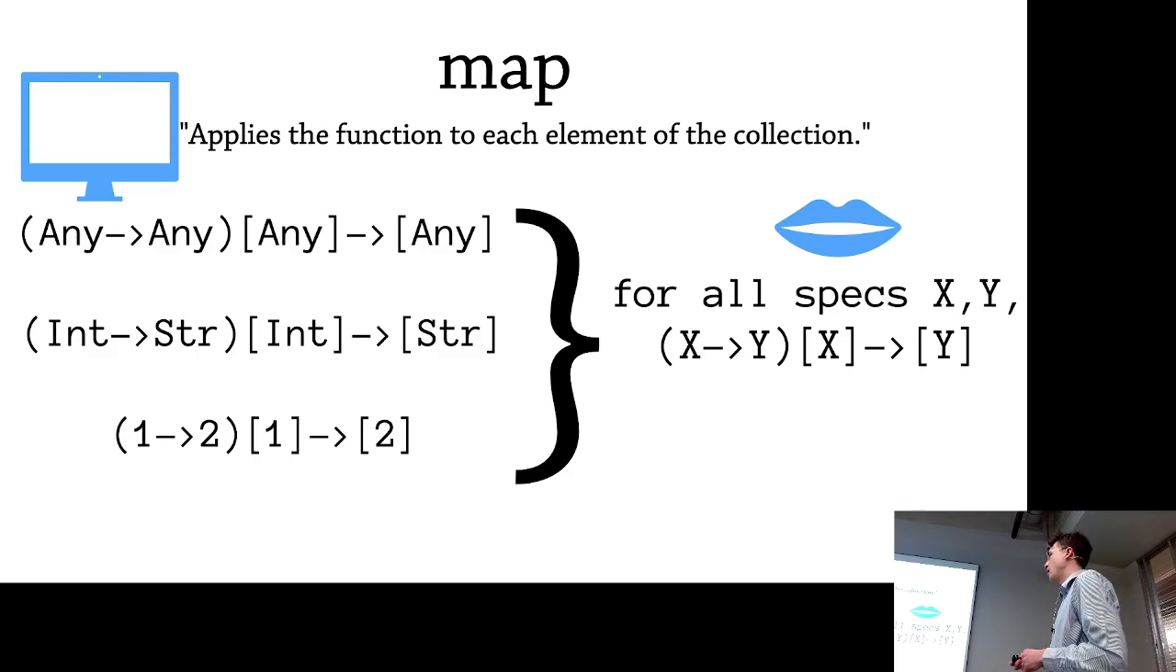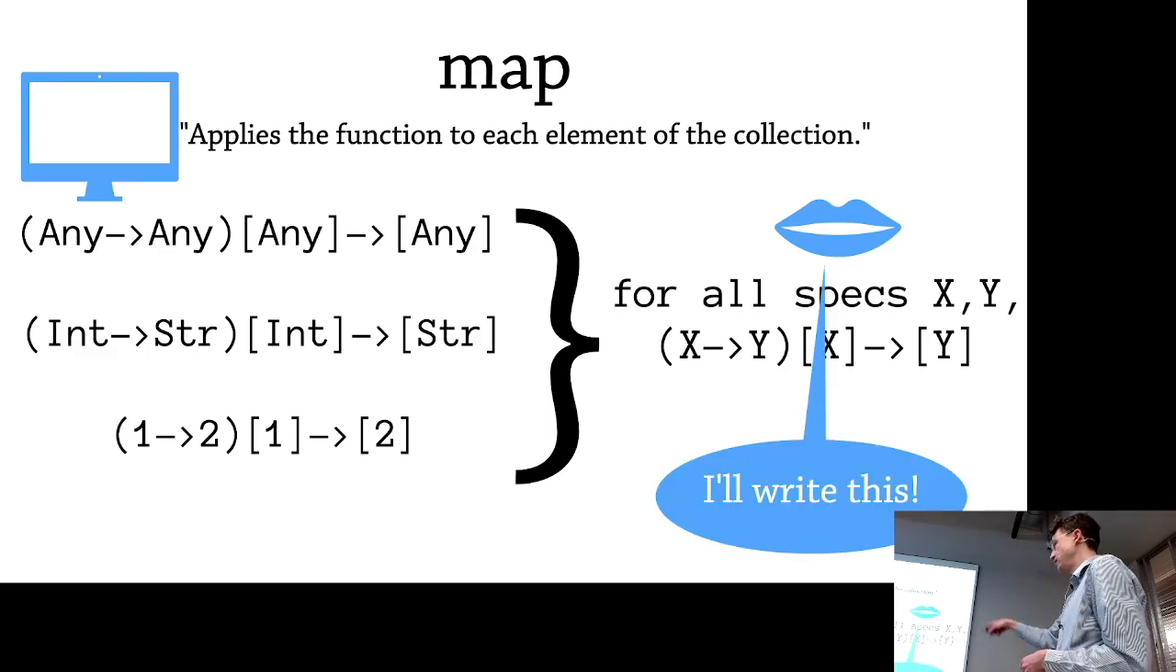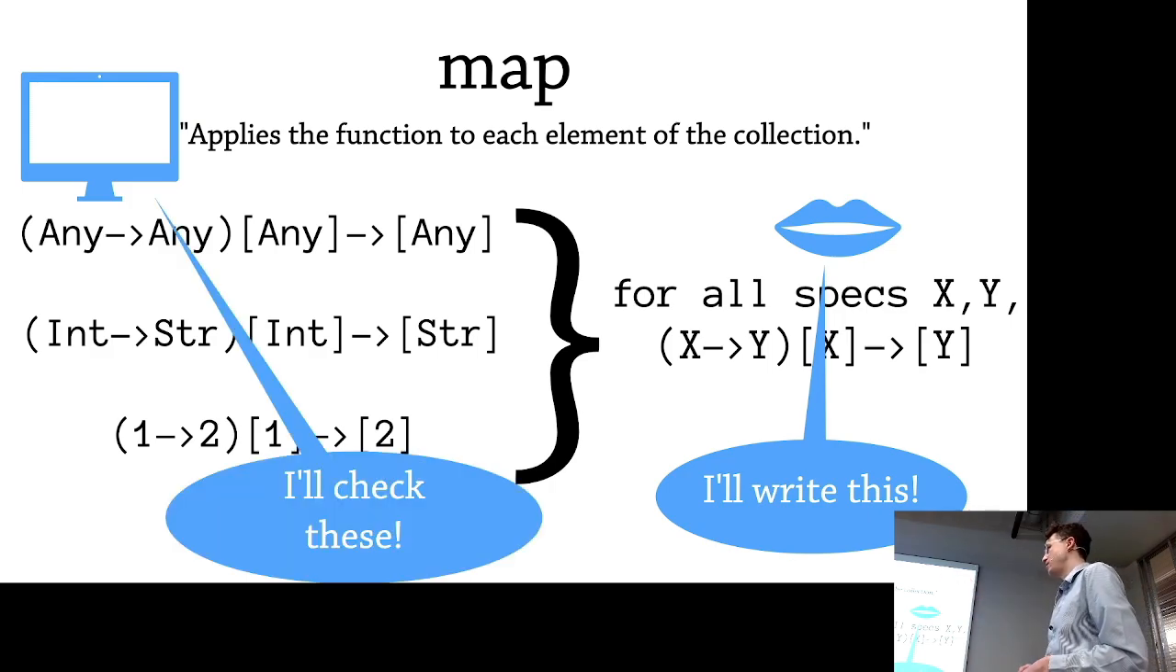And again, we went from left to right to get this spec, but under the hood we go from right to left. We're writing this in the really big syntax that we saw before, I'll write this, and then I'll check these. And as a side note about how instrumentation works, this any to any one is the spec that you'd want to instrument as well.